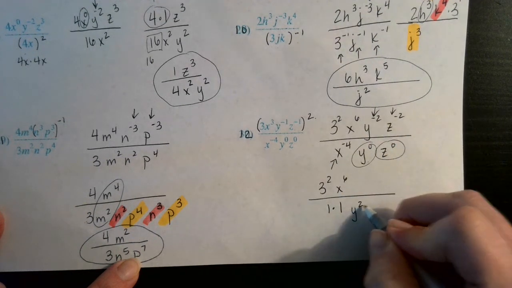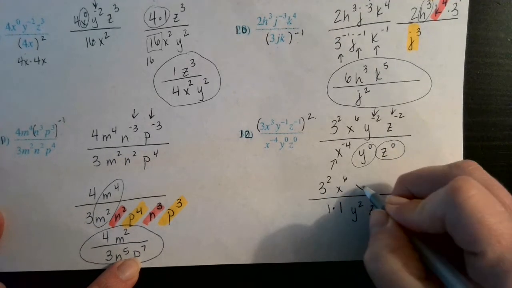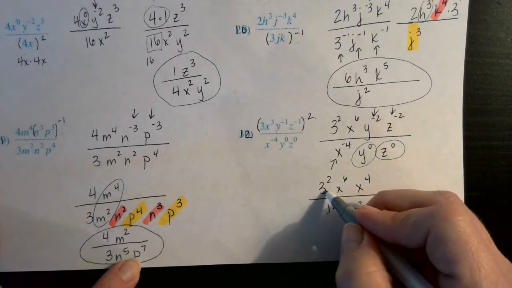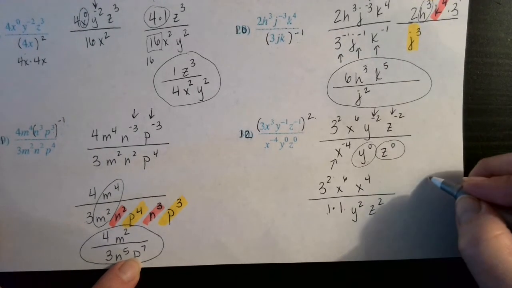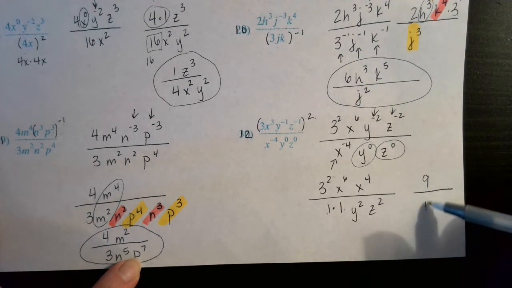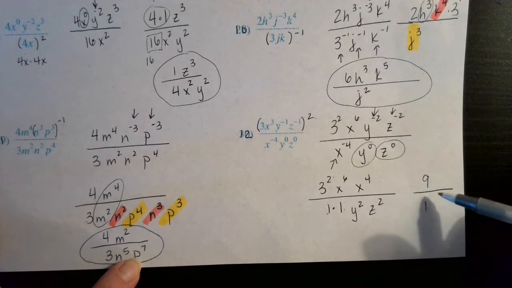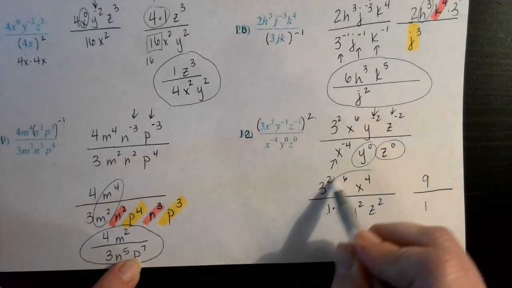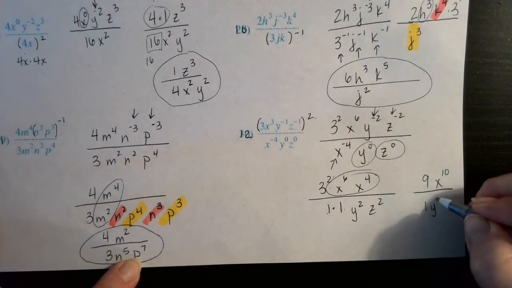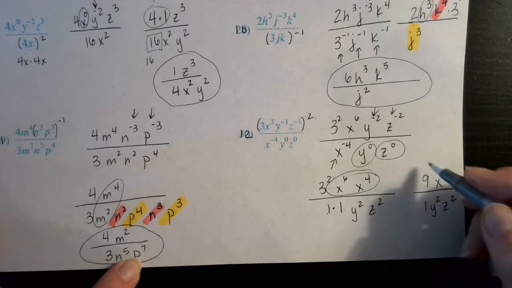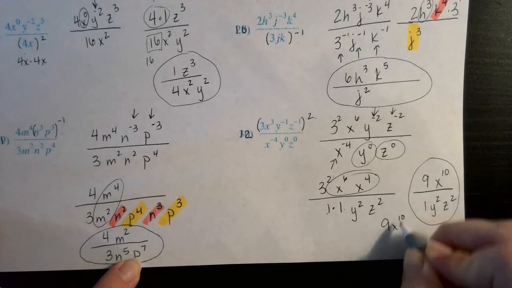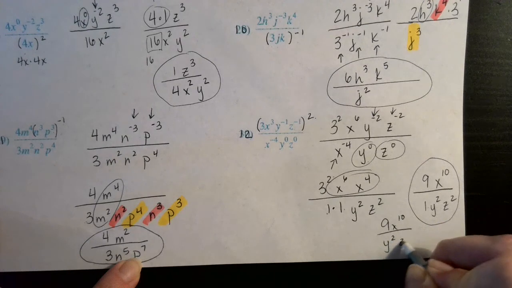And then my y squared, z squared would be in the bottom, and my x to the 4th will then be in the top. 1 times 1 is 1. 3 times 3, or 3 squared, is 9. So I'm going to have a 9 in the numerator and put a 1 in the denominator. The 1 is not super important in the denominator, just kind of a nice placeholder. Looking at my x's, I'm going to add those together, x to the 10th in the numerator, and then y squared, z squared, nothing to combine in the denominator. So again, if you have a 1 as your coefficient, we don't need it. Kind of a personal preference.